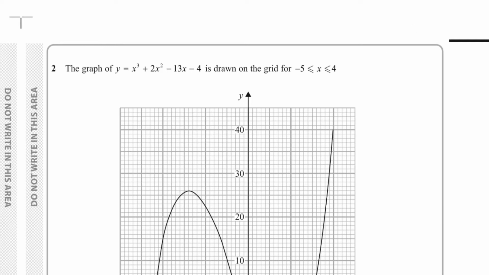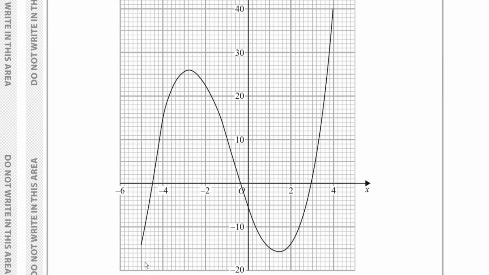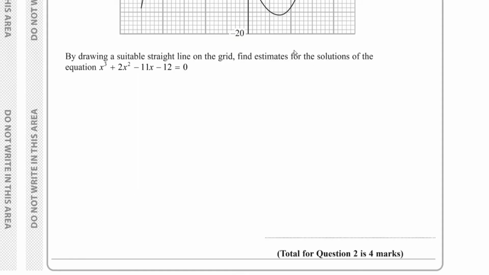Question number 2. The graph of y equals x cubed plus 2x squared subtract 13x subtract 4 is drawn on the grid for x being greater than or equal to negative 5 but less than or equal to 4. That is shown here. By drawing a suitable straight line on the grid, find estimates for the solutions of the equation x cubed plus 2x squared subtract 11x subtract 2 equals 0.